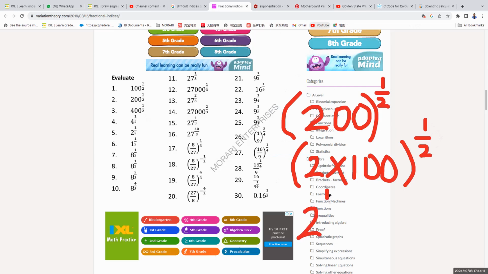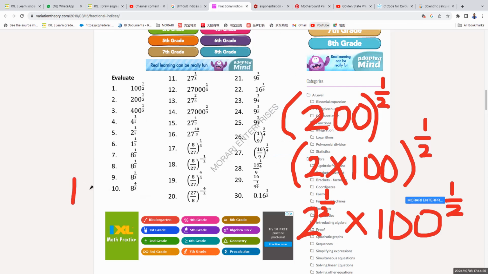We can do 2 to the power half multiplied by 100 to the power half. Now the 100 to the power half is the square root of 100, which is 10. And this 2 to the power half is just root 2. So your answer is what? 10 root 2.